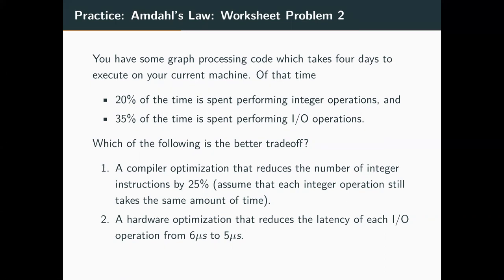So 20% of the time is integer ops, 35% of the time is IO. And we have two different things that we could do. We could just get rid of 25% of the integer instructions, assuming the integer operations still have the same latency. Or we can reduce the latency of each IO op by 1 microsecond, from 6 to 5. Is that micro? Whatever, they cancel out.